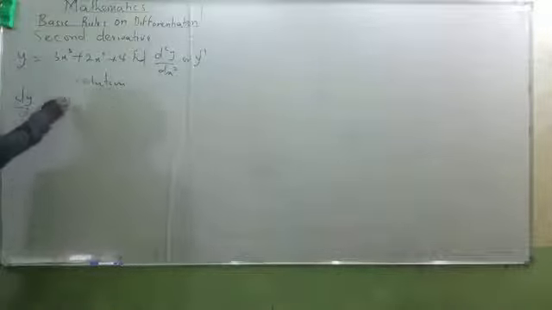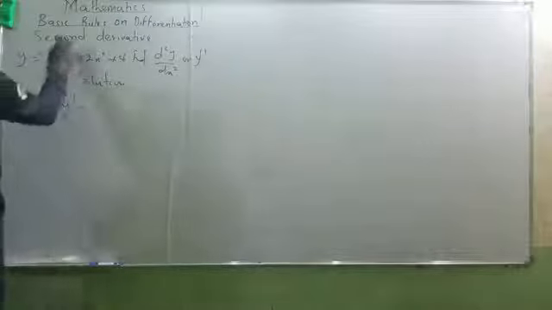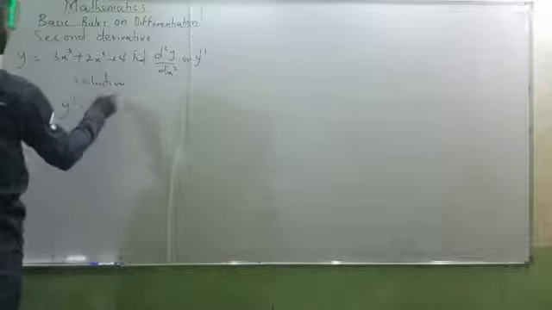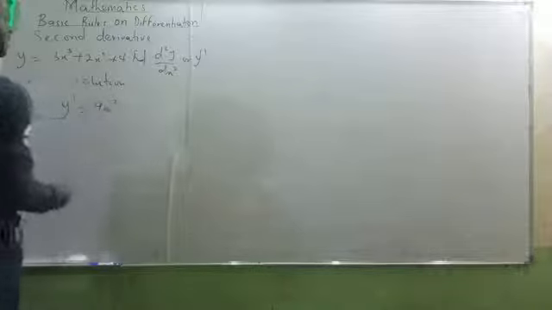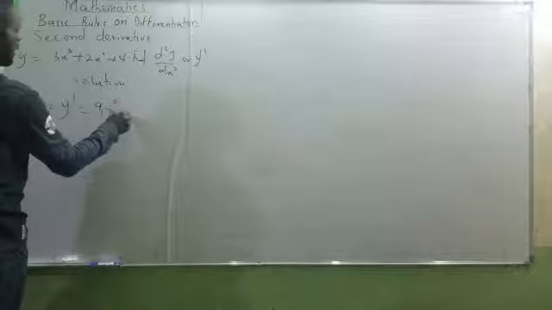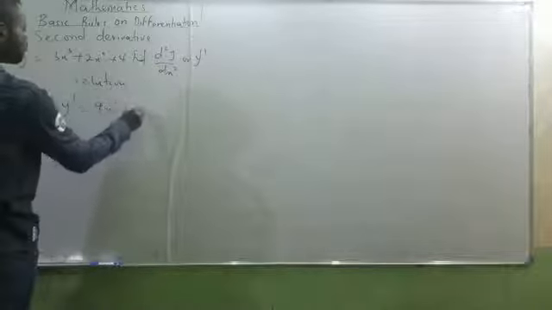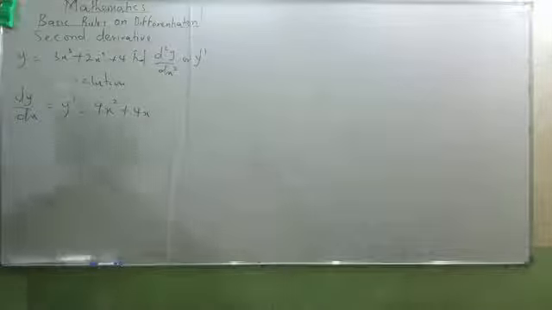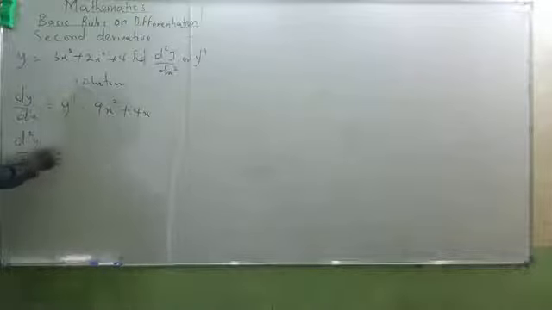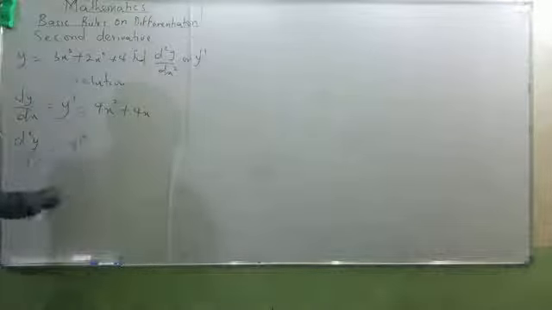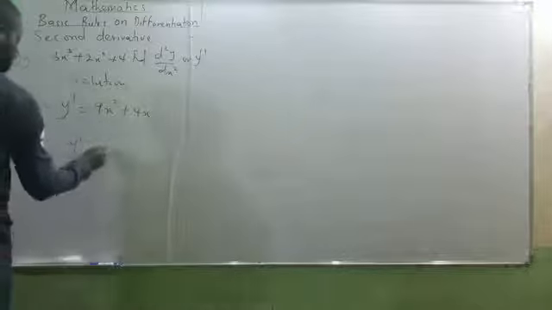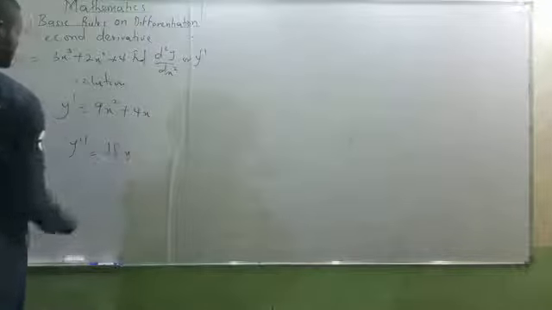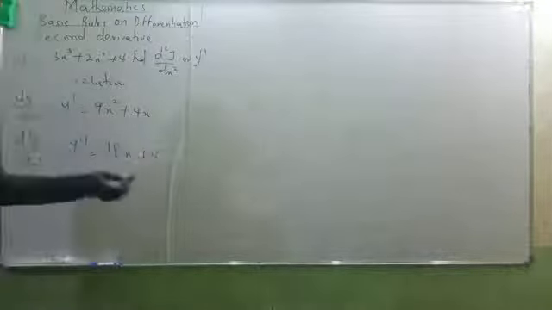The solution to this: you have to differentiate two times. dy/dx, which is known as y prime, equals 9x squared plus 4x. That is my first derivative. Now d squared y over dx squared, which can also be written as y prime prime, will be 18x plus 4. That is my second derivative.